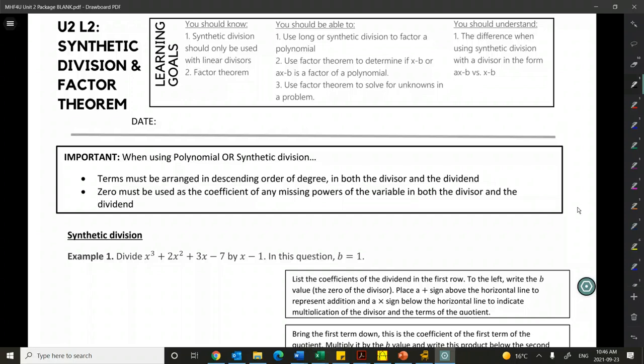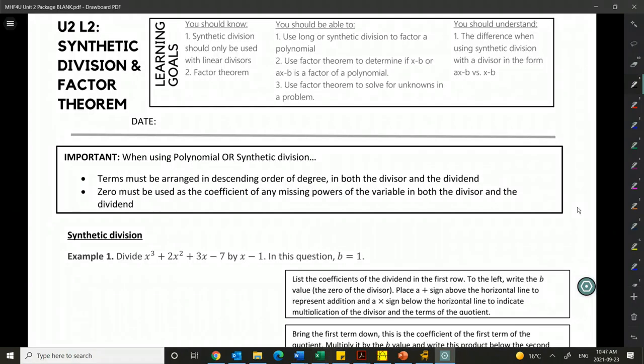So when using polynomial division, which is what we talked about in our first lesson, or synthetic division, I talked about on our worksheet that we must make sure the terms are arranged in descending order of exponents. So if I have an x to the 4, an x to the 2, and an x to the exponent 1, I want to make sure those are x to the 4 first, x squared, then the x term, then the constant, in both the divisor and the dividend. So what I'm dividing by and what I'm dividing into, make sure they're arranged in descending order.